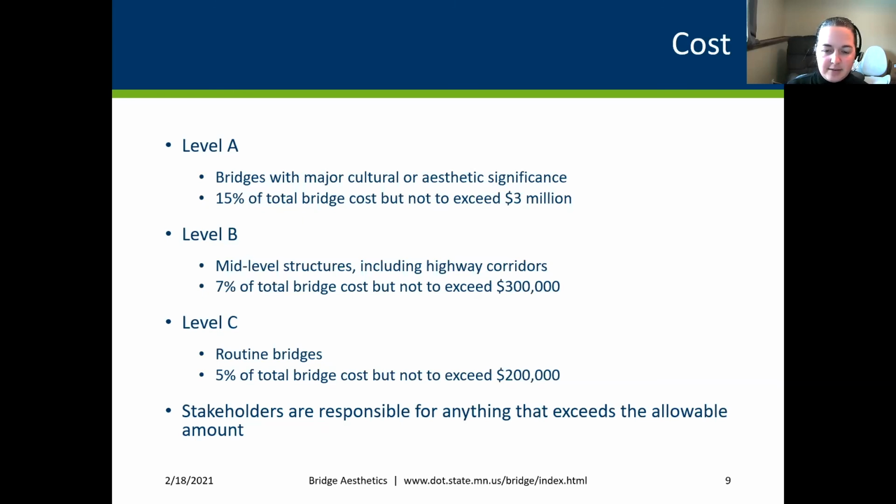So level C can get some aesthetics, but it's just capped at 5% of the total cost of the bridge, not to exceed $200,000. Most of what we do is going to be that 7% of the total cost of the bridge, not to exceed $300,000. That being said, I would say most bridges, your average metro bridge, doesn't get more than $200,000 for aesthetics. So that's not a lot of money.